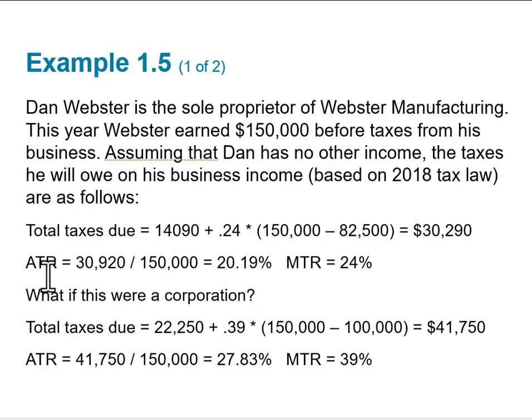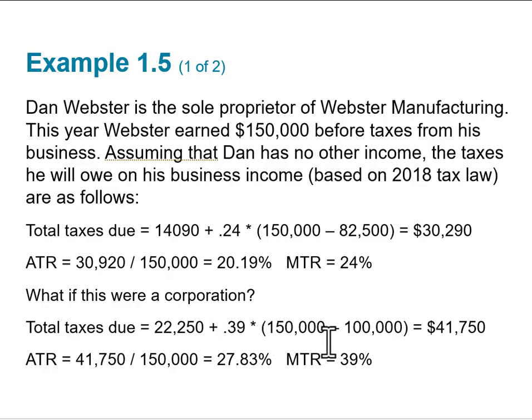$30,290. So the average tax rate is 20%, but the marginal tax rate's 24%. So you see, if you use the average tax rate to predict business, let's say we think we're going to do another $10,000 in income. What's the tax rate on that next $10,000? It's not 20%, it's 24%. So marginal tax rate is what we use.